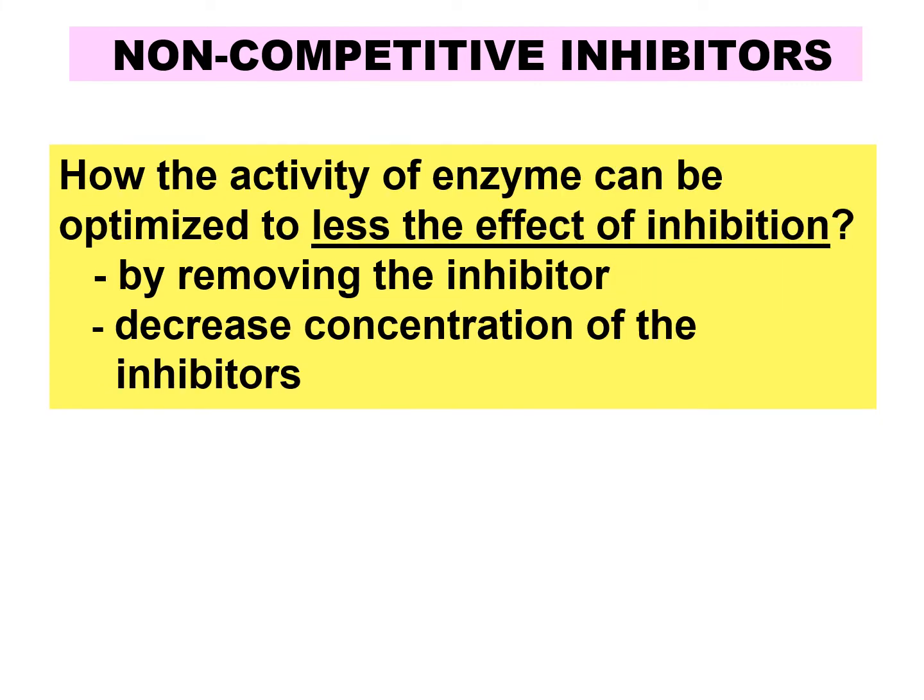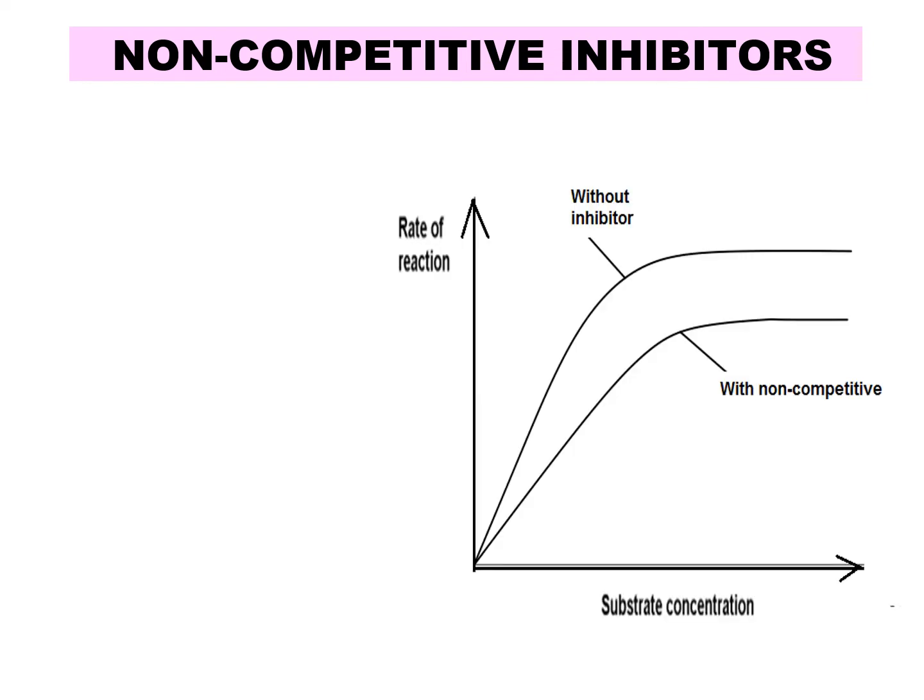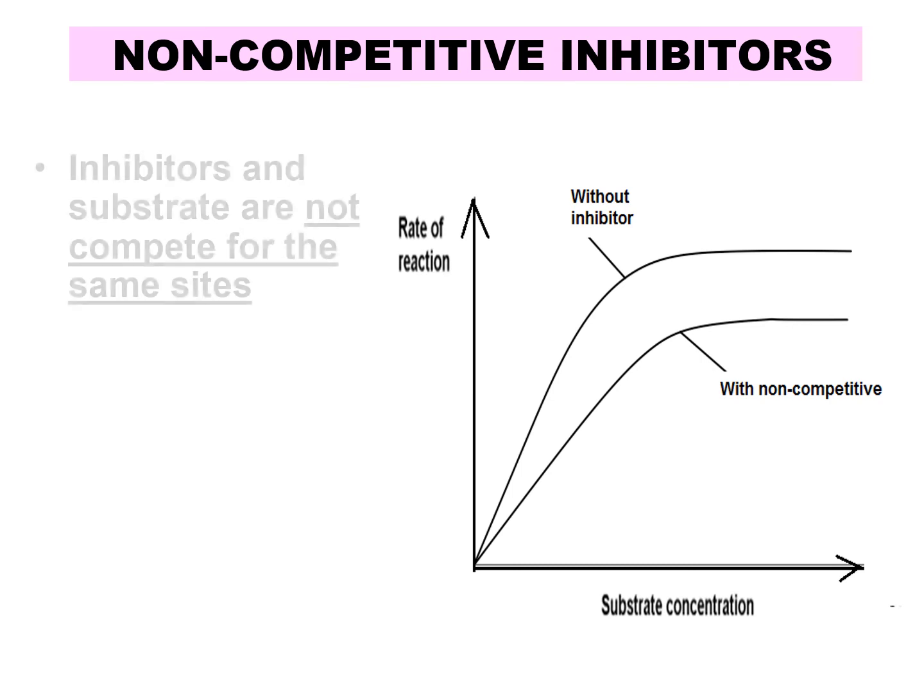So how can we lessen the effect of non-competitive inhibitors? The only action that we can take is either removing the inhibitor or decreasing the concentration of the inhibitor. We cannot increase the substrate concentration because it is of no use. So what we can do is reduce the inhibitor in the system or remove it. If we can remove it, we remove it.